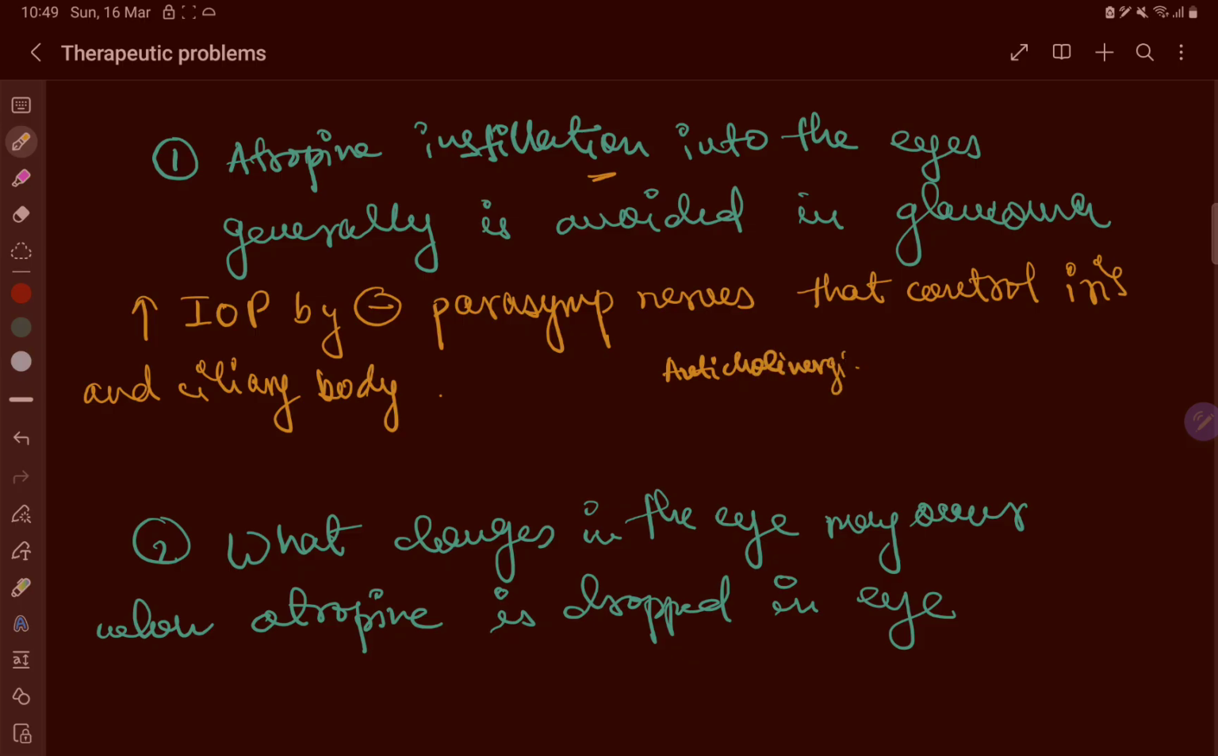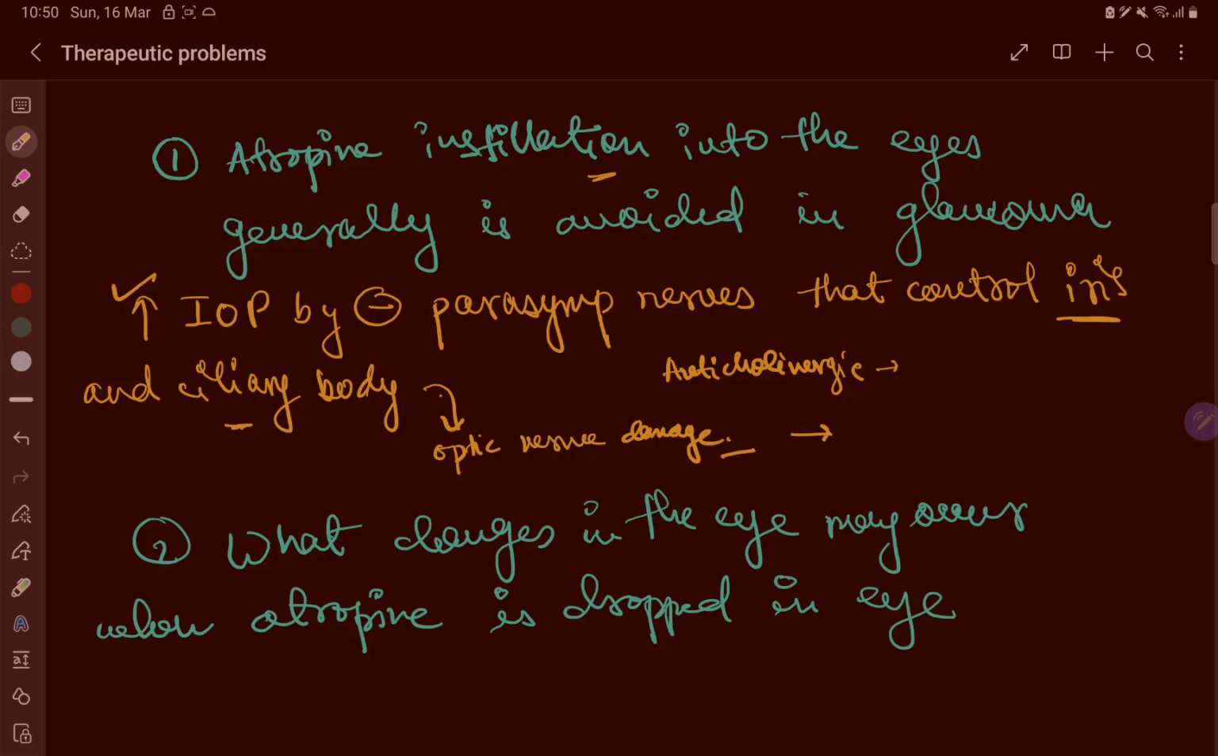First, you have to write, right? That increases the IOP, intraocular pressure, by blocking the parasympathetic nerves that control the iris and the ciliary body. Okay, this is the most important thing. Now, those parasympathetic nerves get inhibited. Okay, and here optic nerve damage may occur. Okay, so the first point is this.